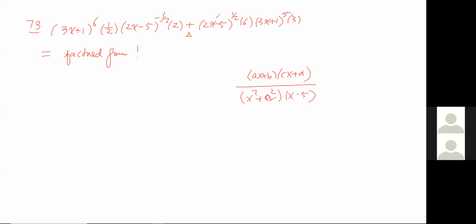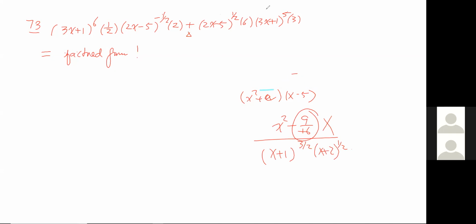You are not allowed to have a fraction over fraction here, like x squared minus 9 over 16 over x plus 1 times 3/2 and x plus 2 to the 1/2. This is not allowed because there's a fraction there. Do you understand? Yes. Okay, so this is not allowed. You are not allowed to have fraction over fraction because it's not simplified. Okay, so that's the goal.